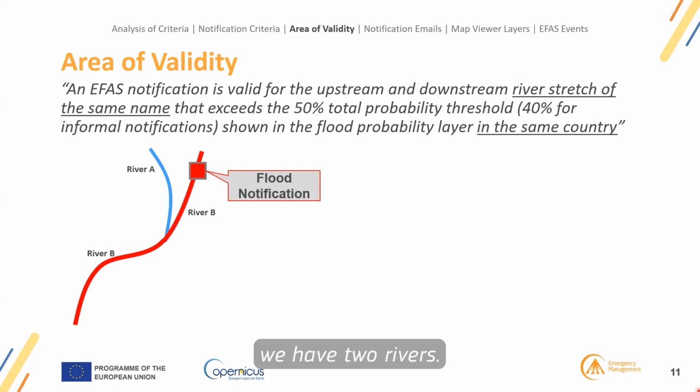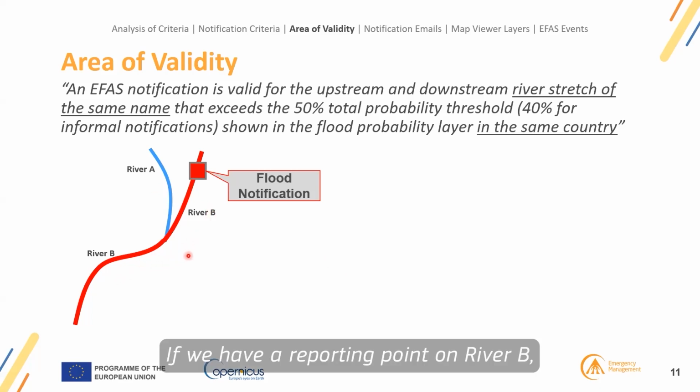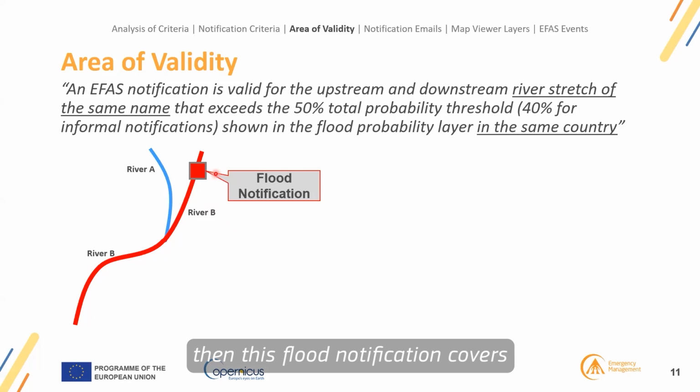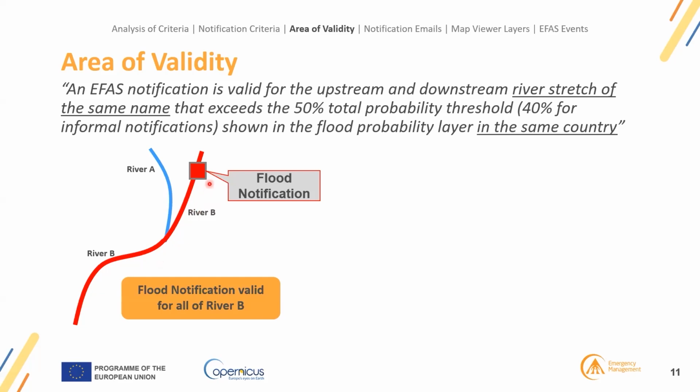In this first example, we have 2 rivers. We have River A that's in blue and River B that's shown in red. If we have a reporting point on River B, then this flood notification covers both the upstream area and the downstream area for all of River B. So all of the red area.